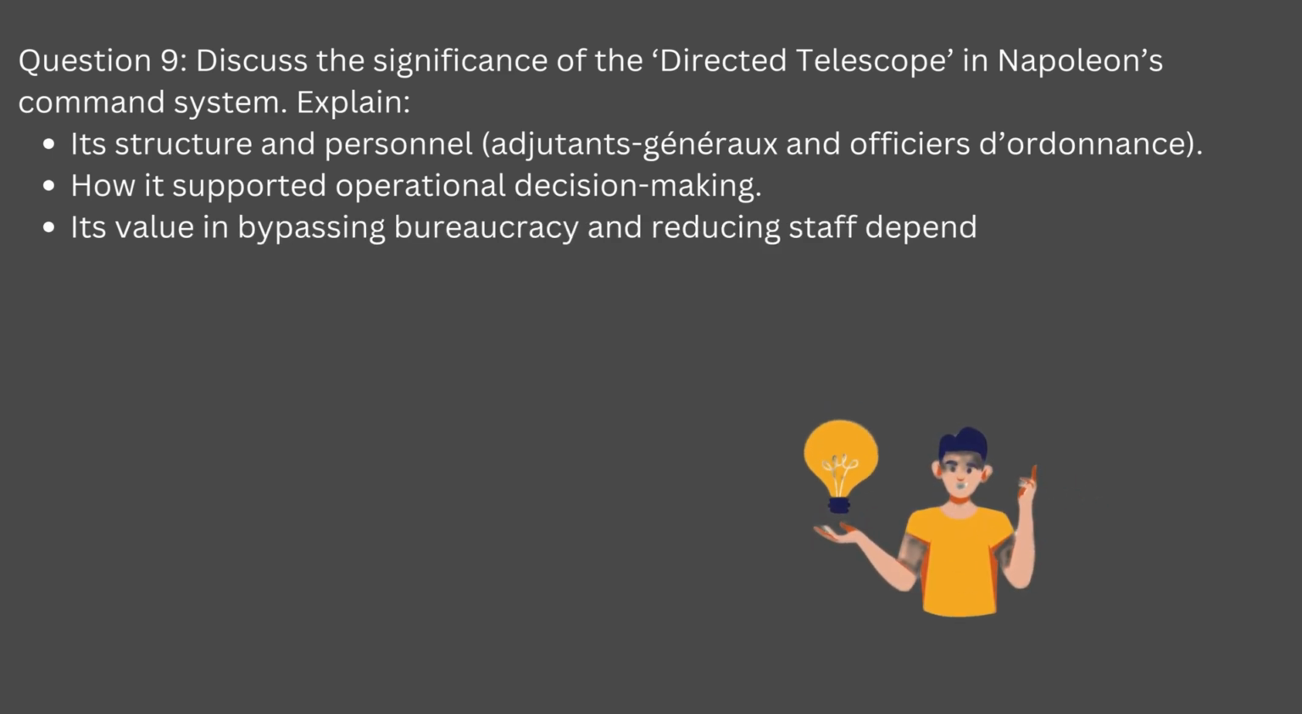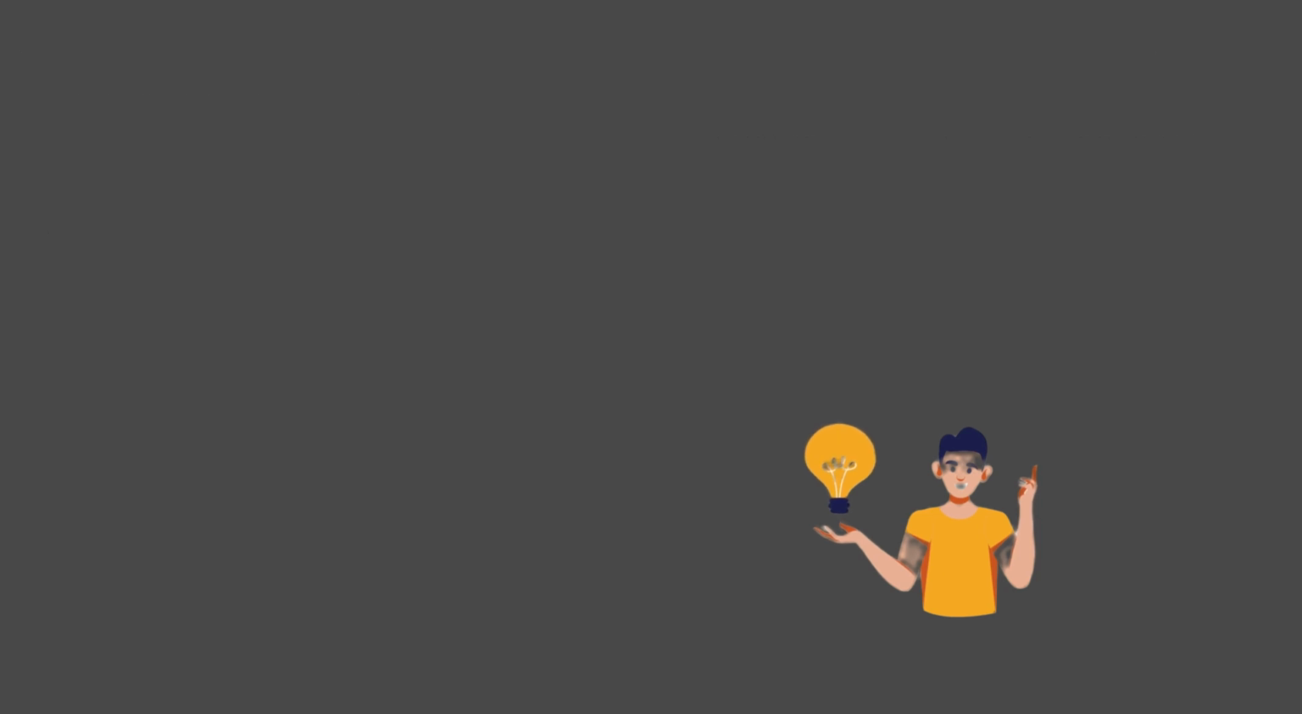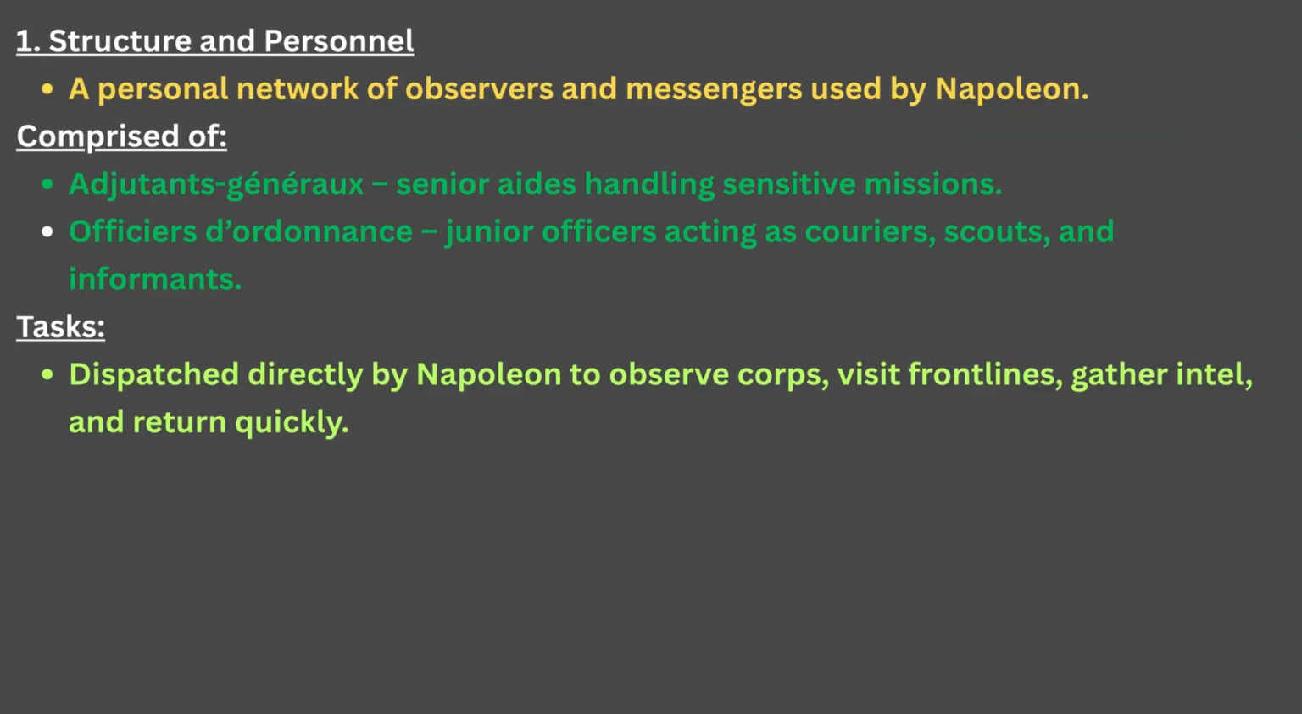His personal network of messengers, scouts, and field observers, often called the directed telescope system. Let's break down how it was structured, what it did, and why it mattered so much to his operational success. 1. Structure and personnel. This wasn't just a random group of aides. It was a deliberate, hand-picked team.